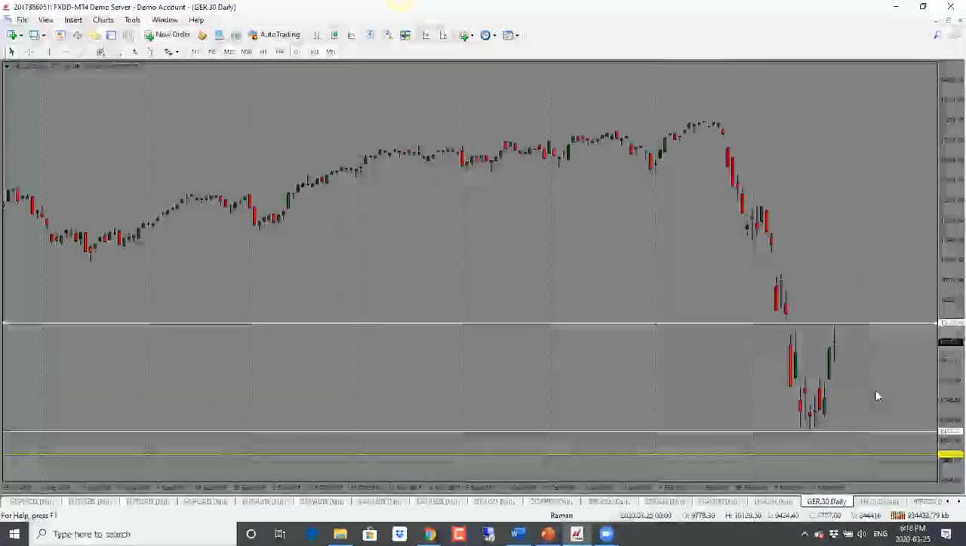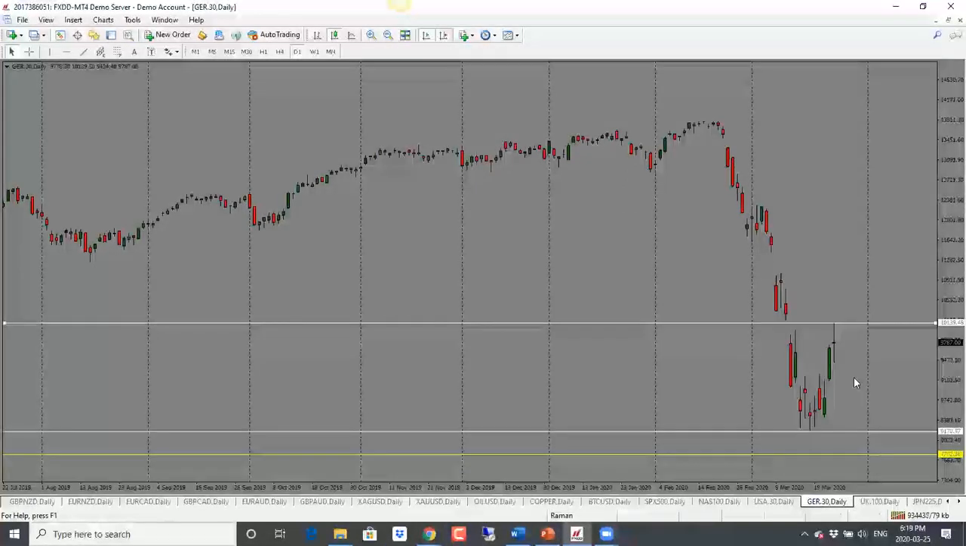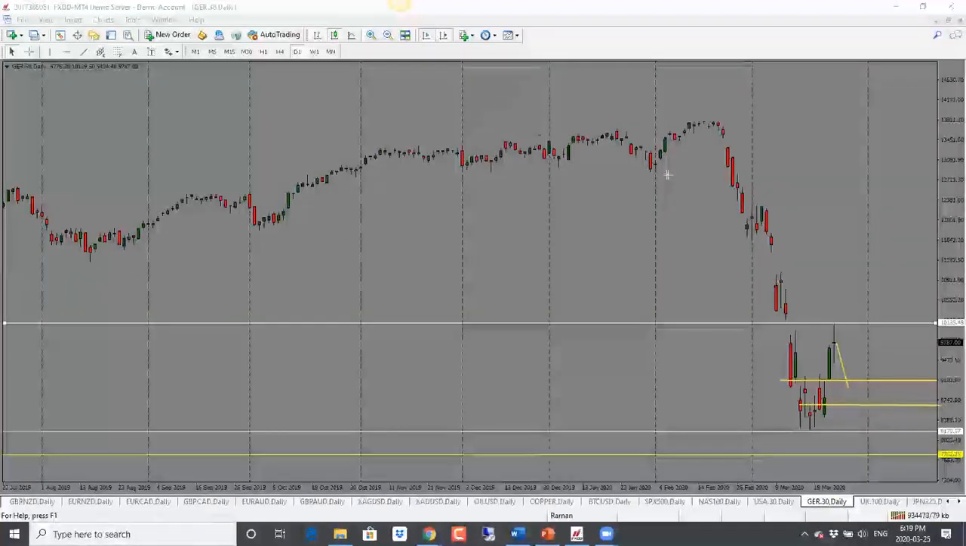DAX here, we have a neutral candle close. Price went into resistance and then dropped from there. So bias here is actually bearish. I'm looking for price to drop. First target is 9,100, and then we're looking at 87.40 here. So bias is bearish for DAX as well.